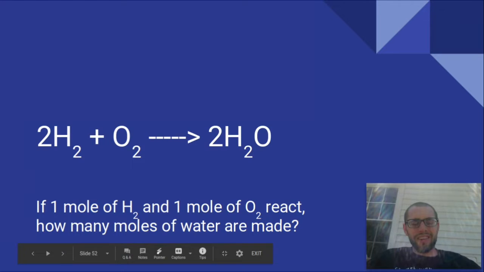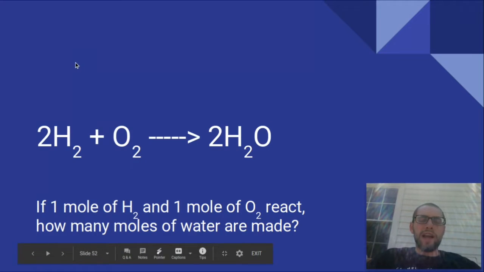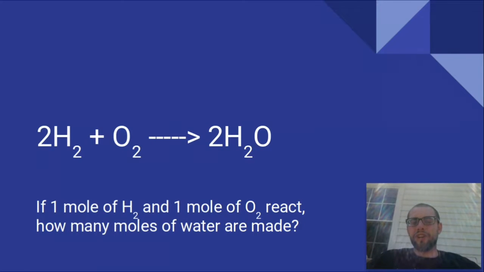But now let's look at the story problem bit. If 1 mole of hydrogen gas and 1 mole of oxygen gas react, how many moles of water are made? Well, I've got 1 mole of each. So it seems like I've got the same amount of both things to start with. The problem is they're not going to run out at the same rate. This reaction is using up twice as much hydrogen as it is oxygen. That's because there's twice as much hydrogen in water as there is oxygen. The percent composition, I should just say the composition, is a little bit off there.